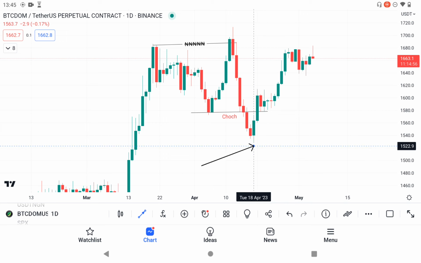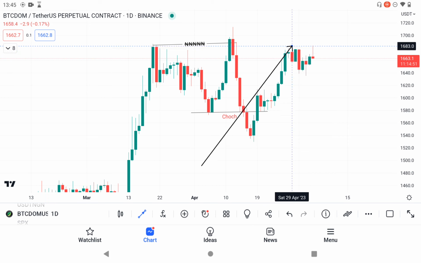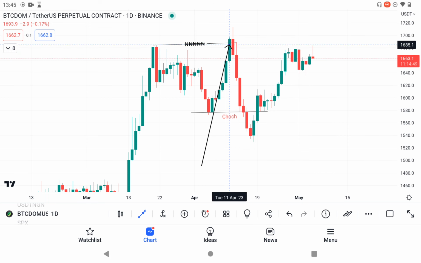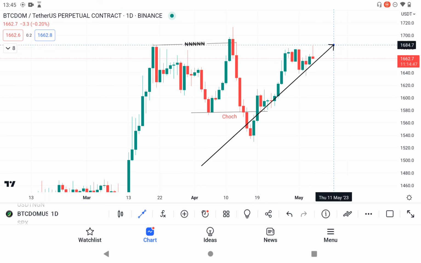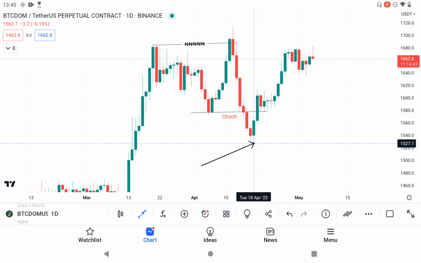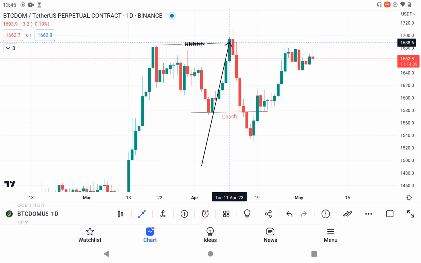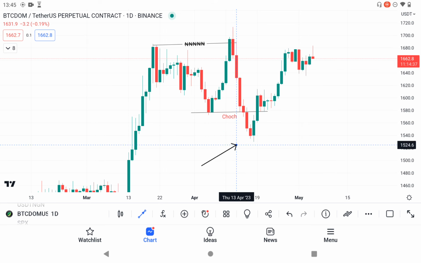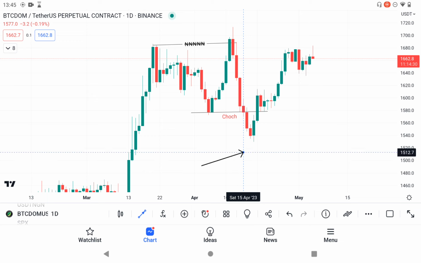this weak low. Here is a weak low because price could not break out this high to continue the trend. So here becomes a strong high, and here becomes a weak low. Weak low, strong high. So basically that is what the schematic of SMC and distribution accumulation method is.